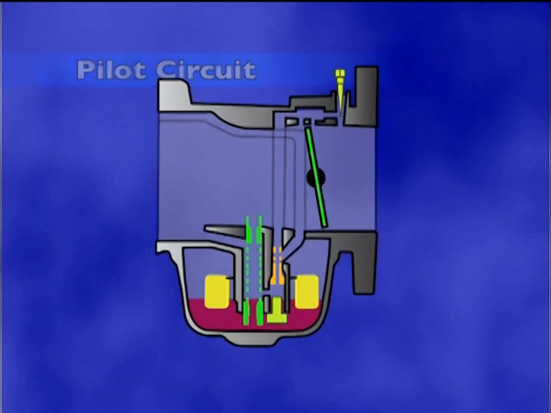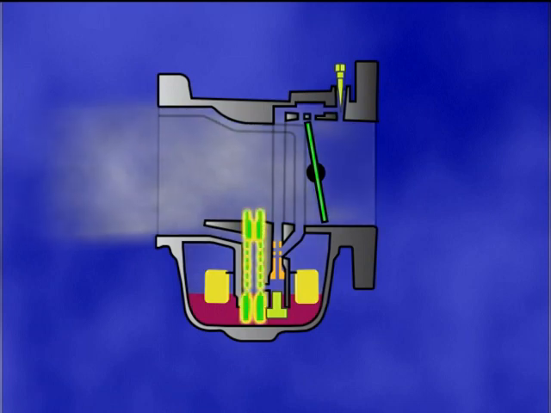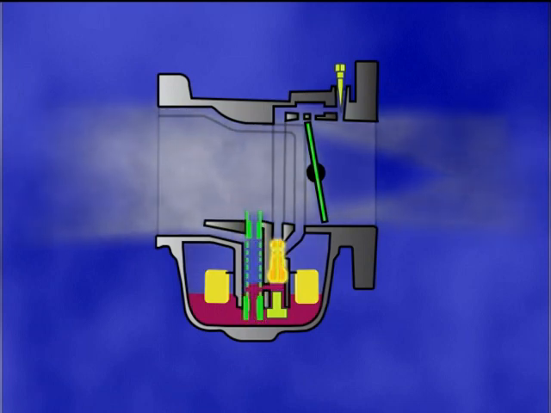Air for the pilot circuit enters through the air bleed passageway on the inlet side of the venturi. On some models, air is also metered by the pilot screw. The fuel is drawn through the main jet to the pilot jet. The pilot jet meters and mixes the fuel with air in the air bleed tube.